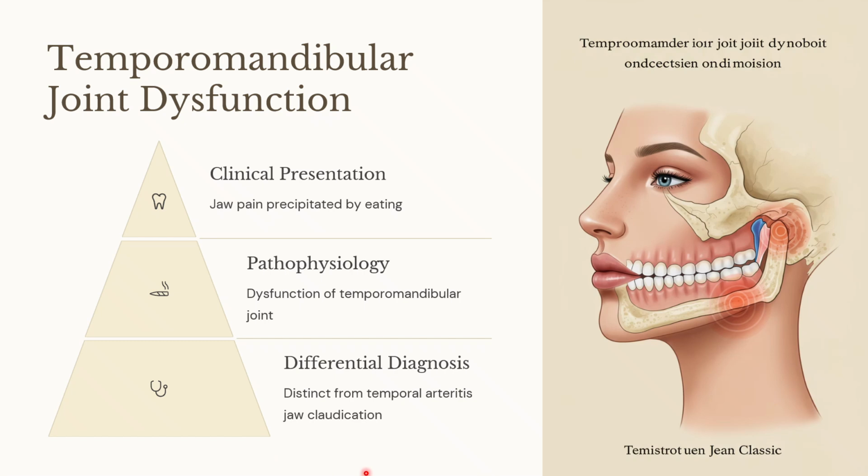Therefore, even if they talk for a while, after that they will not be able to talk. Even if they eat or chew hard food, after that they will not be able to chew. So this is known as jaw claudication. This feature is different from jaw pain, which is precipitated by eating.